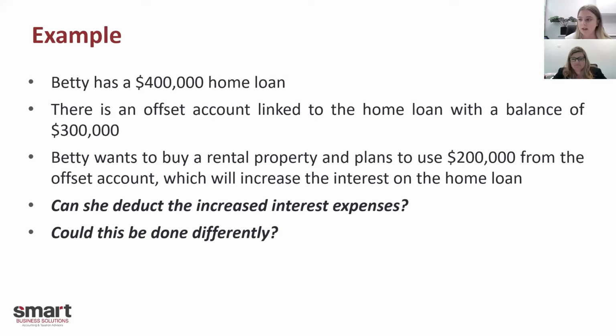Well, the short answer to the first question is no. Like I said before, because she's used the offset account, even though she now has to pay more interest, the ATO says you can't claim any interest if you use offset money. Could this be done differently? Well, yes. She could potentially pay that $200,000 off the home loan and then maybe redraw it, because if she uses the redraw facility, she then can claim a portion of the interest.